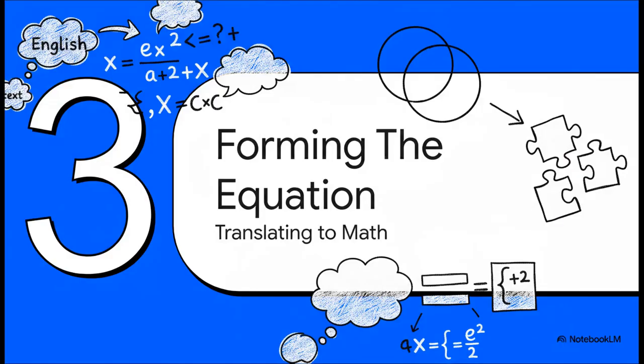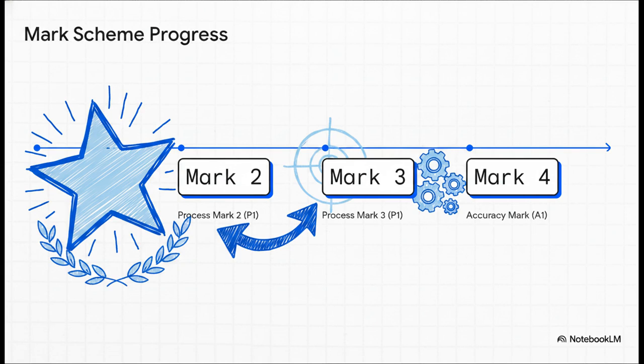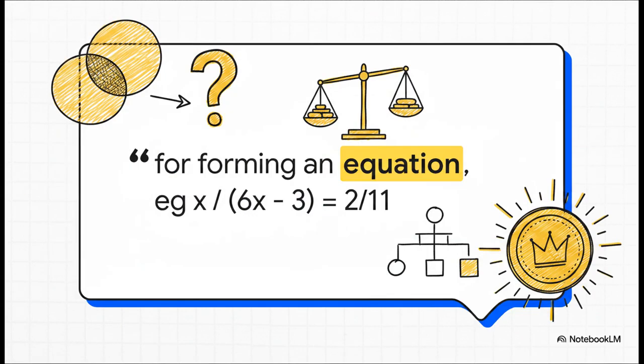Easy, right? Moving right along to section 3, forming the equation. Checking our checklist, that first P1 is secured. Now we're aiming straight for that second process mark. For this one, the mark scheme specifically awards a point for forming an equation. The exact example they give is x over 6x minus 3 equals 2 over 11.